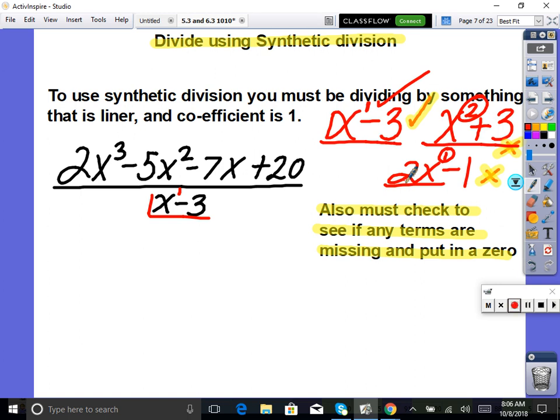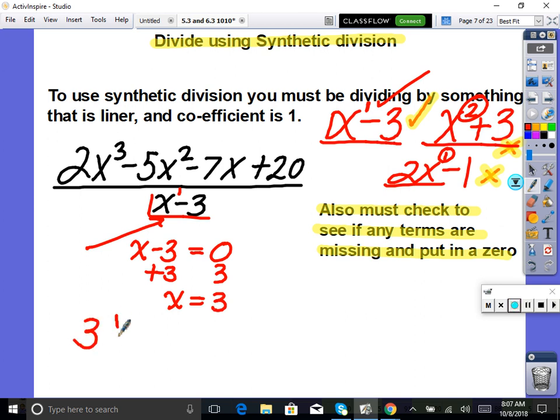Instead of using the actual numbers, with dividing we use the zero, the solution. So if x minus 3 is what we're dividing by, set it equal to 0, and we're using the solution, which is different than long division. So we'd add 3, so x equals 3. We're using positive 3. You're going to put in a 3, and make an upside down box with some room underneath. I made it big like that on purpose. So draw that in. Then, instead of putting in the whole number, you just put in the coefficient.